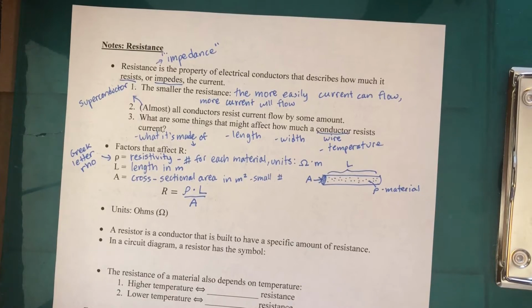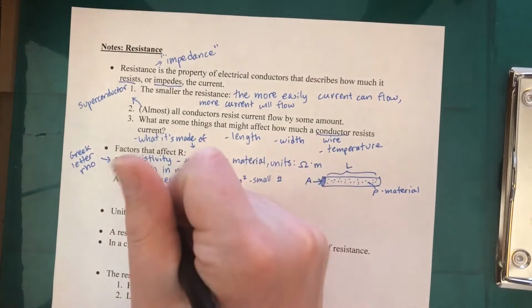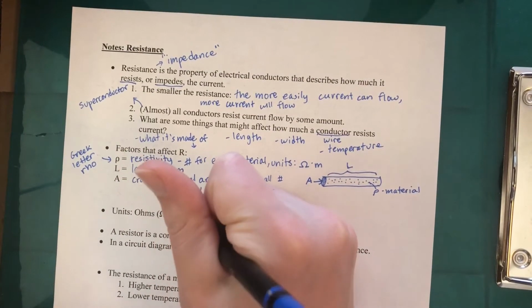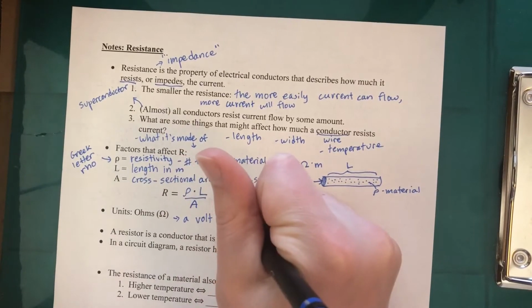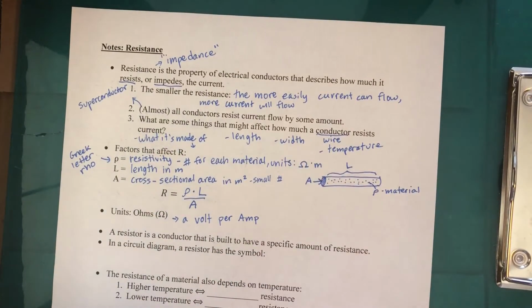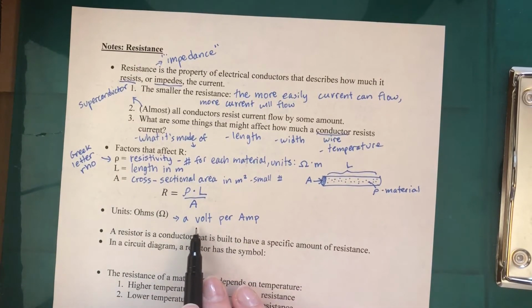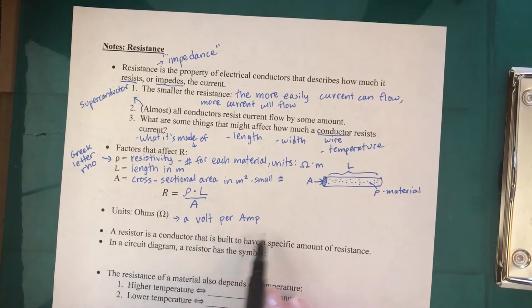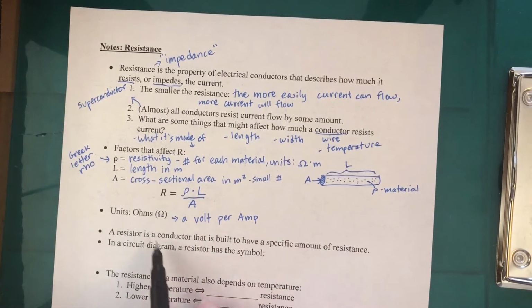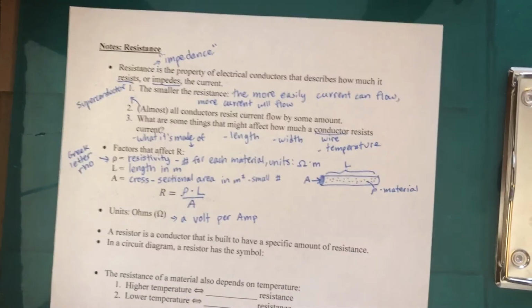Let's see. An ohm is a volt per amp. Volts, you might remember, describe potential. Amps describe current. Both of these are related to coulombs. But anytime you have a number that's resistance, its units are ohms.